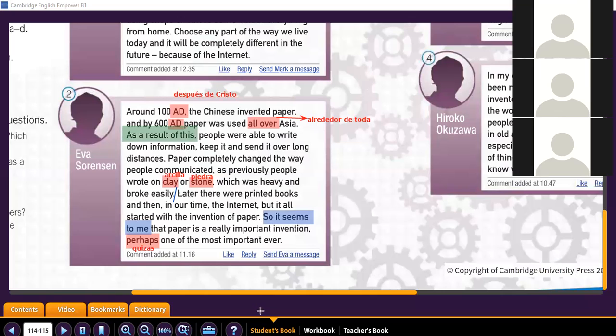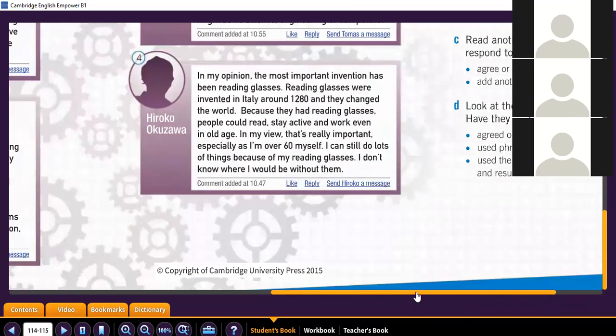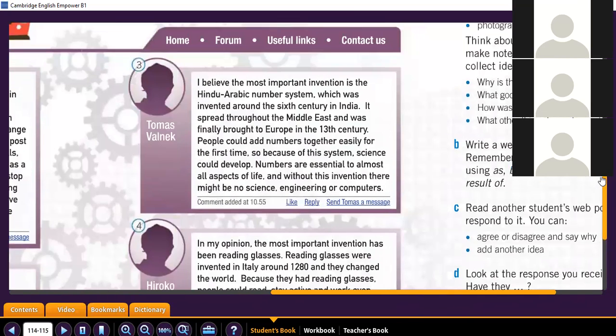Good. Thank you, guys. Let's see the next invention. Vamos a la siguiente, al siguiente invento. We're going to see the next invention. So, guys, help me reading this invention. Oh, let me.